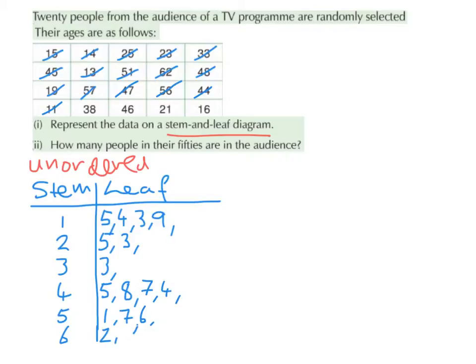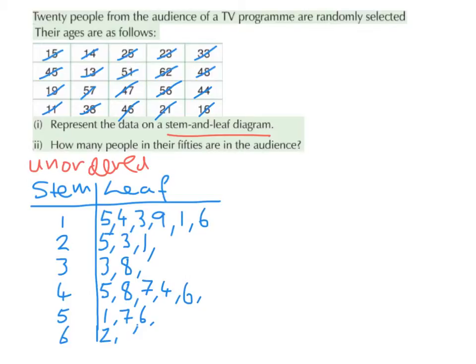Then 11, I write a 1 beside the 1 with a comma beside it. Then 38, I write an 8 beside the 3 with a comma beside it. Then 46, I write a 6 beside the 4 with a comma beside it. Then 21, I write a 1 beside the 2 with a comma beside it. And lastly 16, I write a 6 beside the 1.